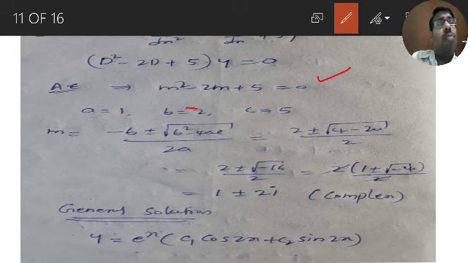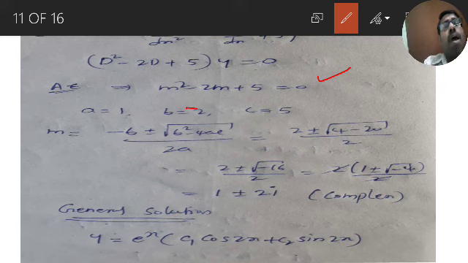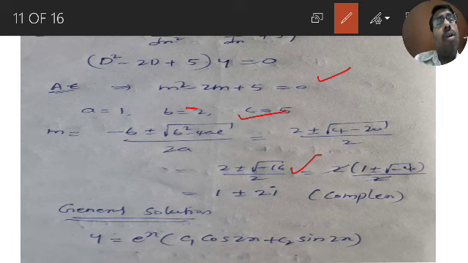Now the roots formula is m is equal to minus b plus or minus square root of b square minus 4ac, by 2a. Substitute b is equal to minus 2: minus of minus 2 is 2, plus or minus square root of b square, that is minus 2 whole square, 4, minus 4 into 1 into 5, 20, by 2. That is 2 plus or minus square root of 4 minus 20, which is minus 16, by 2. Take 2 common. So what happens? 1 plus or minus square root of minus 4 into 4. 16 can be written as 4 into 4.